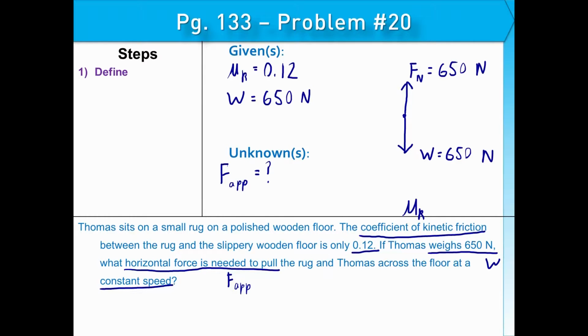Next, I'm going to draw the force applied, which is our unknown. So we don't know what the value of our force applied is. And we also know that there's actually friction in this problem. And we remember that friction points in the opposite direction of the object's motion. So if the object's going to the right, that means friction has to be going to the left.